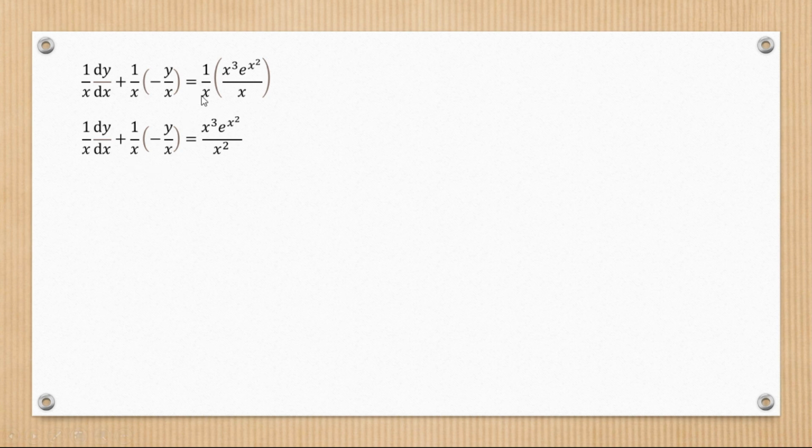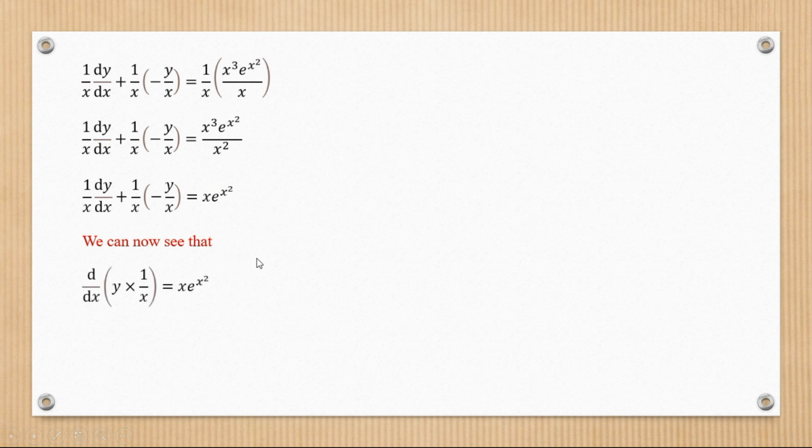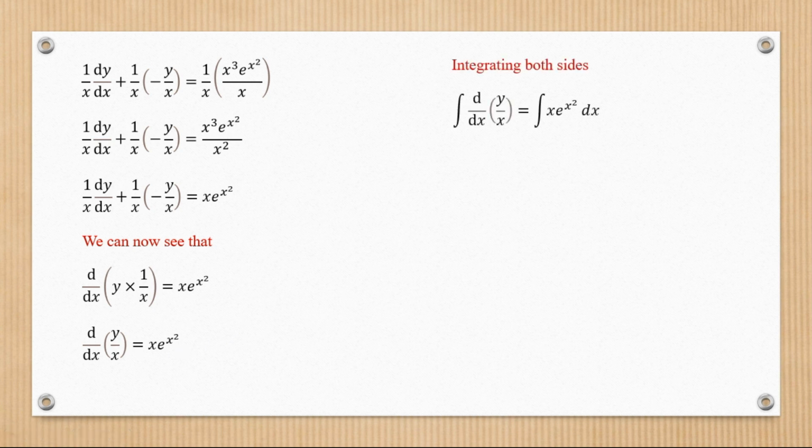So this is what we actually have when we simplify that even further. When I multiply this in, this is what I have, x cubed e to the x squared over x squared. So I can see that this and this reduce, and I'll be left with x e to the x squared. Now I can clearly see that the left hand side is the derivative d/dx of y times r, of which r was 1 over x, being equal to the value on the right hand side. So I will have y over x being equal to x e to the x squared, as you can see right there. So next I can integrate both sides, and this is what I'll have.